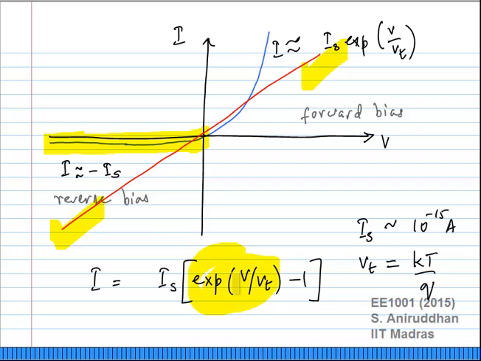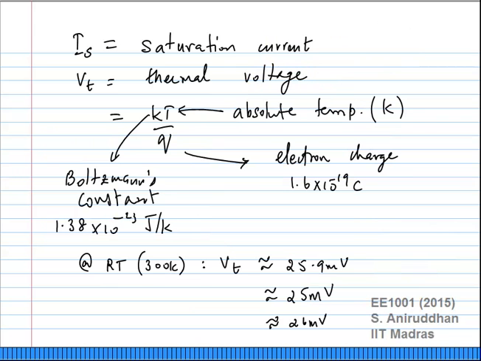one term. What is Vt? Vt is kT by Q. If you calculate it at room temperature, what did it turn out to be? This is around 25 millivolts. So in other words, if V, the voltage across the diode, is larger than, let's say, 100 or 120 millivolts, you can make the approximation that it's simply an exponential and does not have e power V by Vt minus 1. Is that okay?